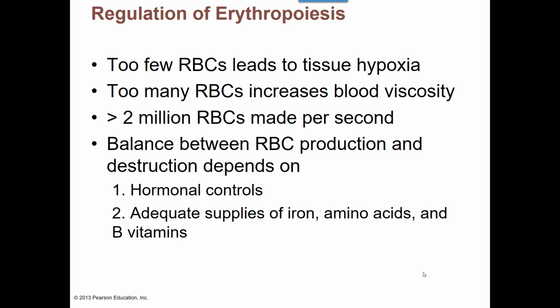And really what's helping control how many red blood cells are made is hormones and different types of vitamins, such as adequate supplies of iron, amino acids, and vitamins. So pretty much your dietary needs. Now we're going to look at the hormones first. And there is one top hormone. Good to know it. It's nice and red on here.